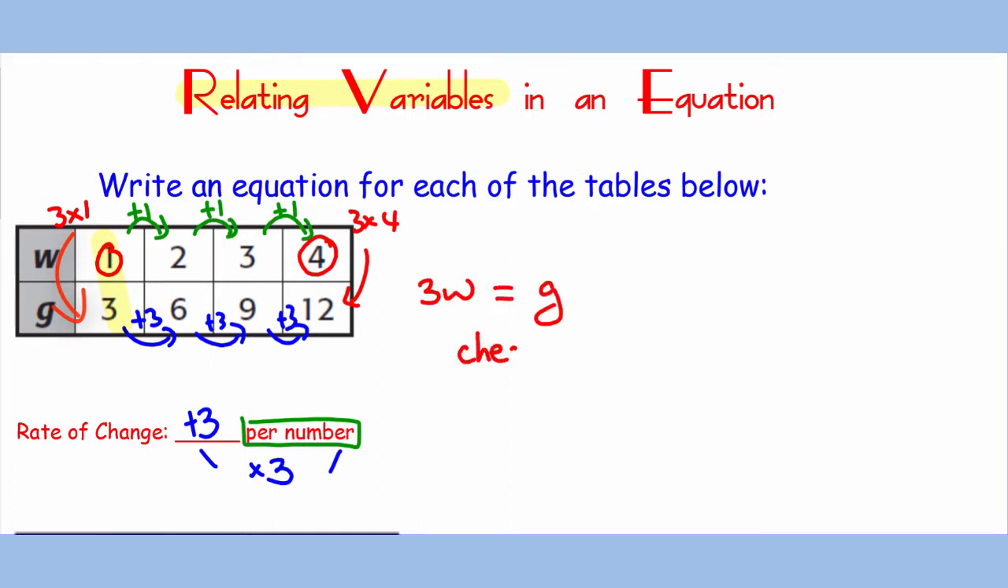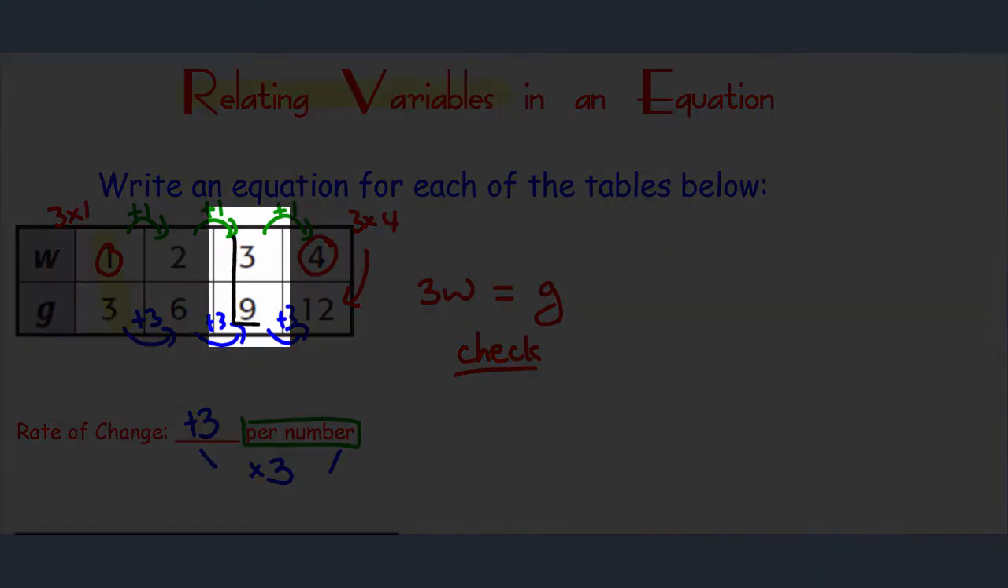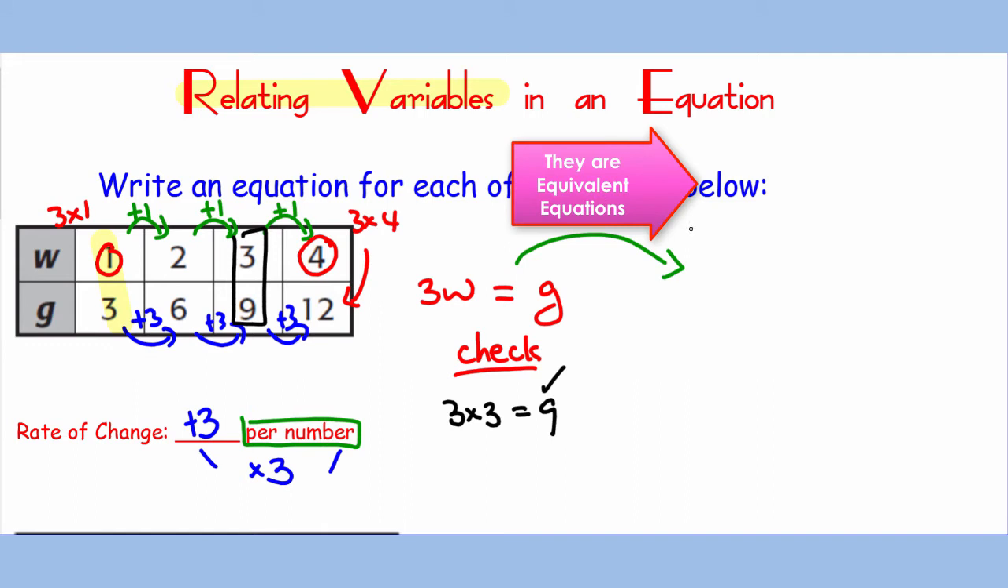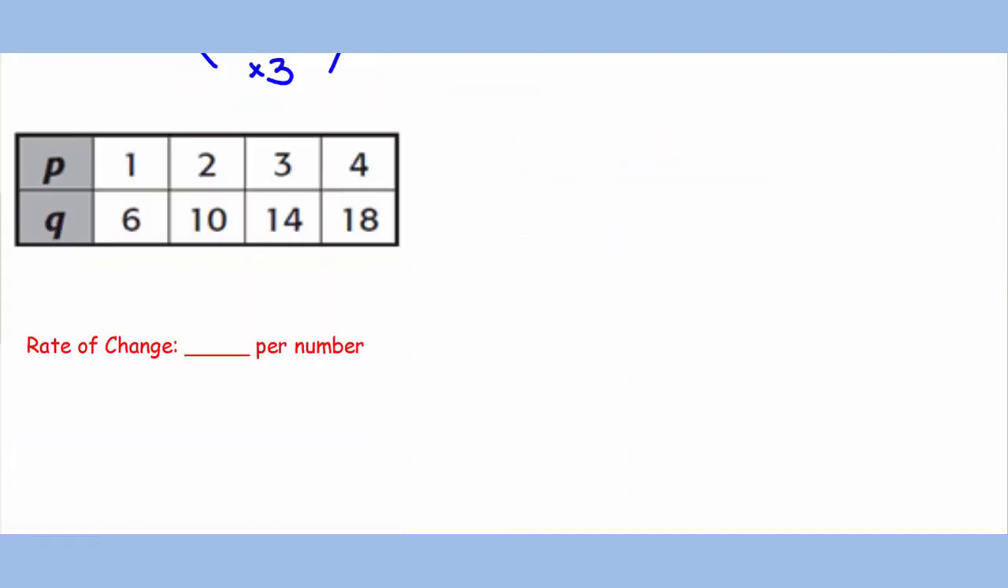And now let's check to make sure it works. And this time we will check with this number, which is the one that we haven't checked before. 3 times 3 does give us 9. That means it works. And now to bring this further, we can also write an equivalent equation, which can be W plus W plus W equals G. In this particular case, we just basically break down the 3 W's into 3 pieces because W and W and W makes 3 W's.